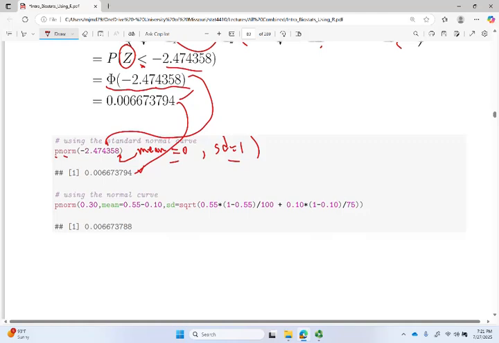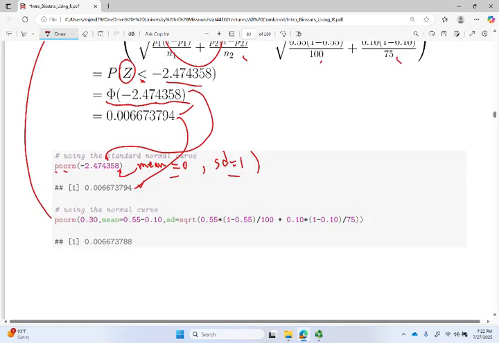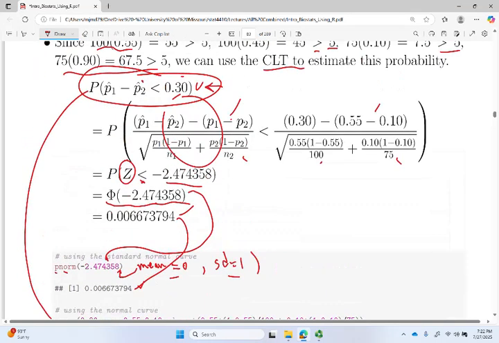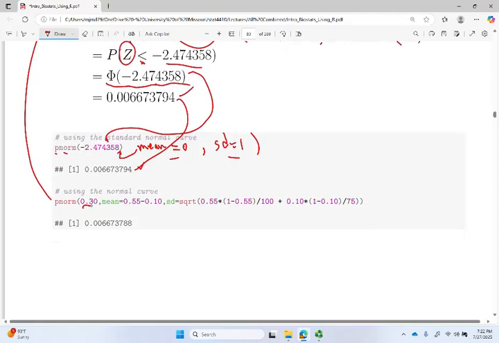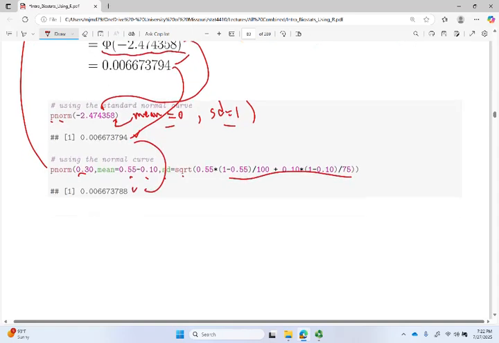We could just put this quantity in R. So we want to know the probability this difference is less than 0.3, so we put 0.3 here. The mean, of course, is the difference between P1 and P2, and the standard deviation is the square root of the variance, and then when we plug it in, we get this, and it is the same.